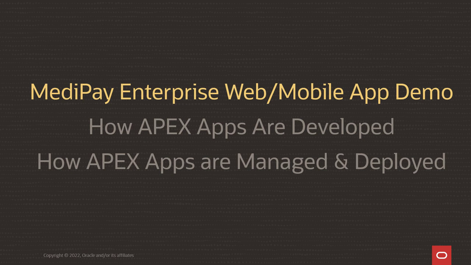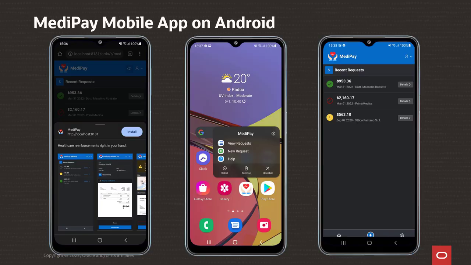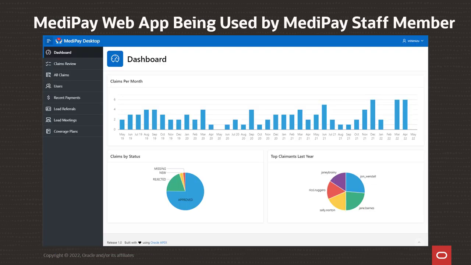Let me briefly tell you a little bit more about the MediPay application. Customers submit medical expense reimbursement requests along with supporting receipts or other documentation using their mobile phone. Today we'll see what the mobile app looks like on a Samsung M32. MediPay staff use a back-office web application, also built with Apex, to review and approve reimbursement claims, support users, and check recent payments processed through a third-party payment service.